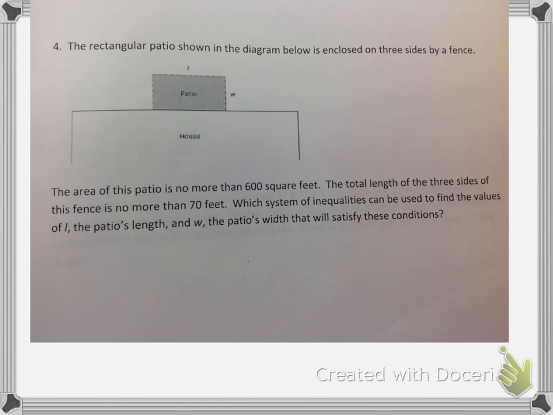Now, let's look at this one. You don't have to copy it down, but just read it before we actually have to do this, please. It says area. How do you find the area of a patio? Length times width. Very good. Now, it says it is no more than 600. Now, how do you do no more with which inequality symbol? Less than or equal to.